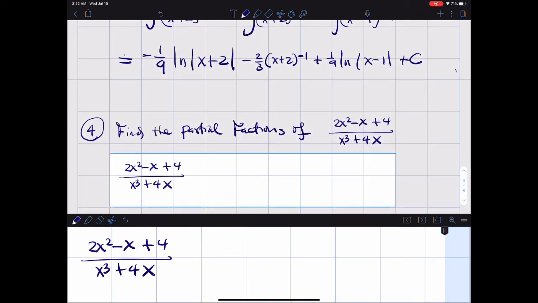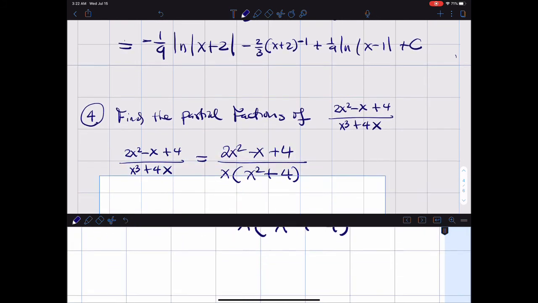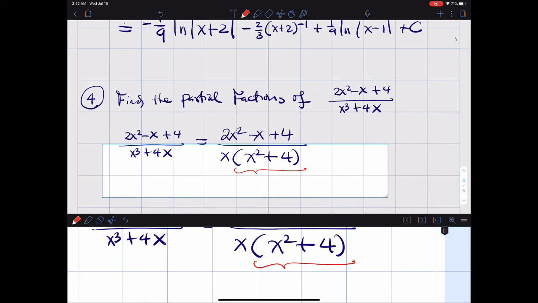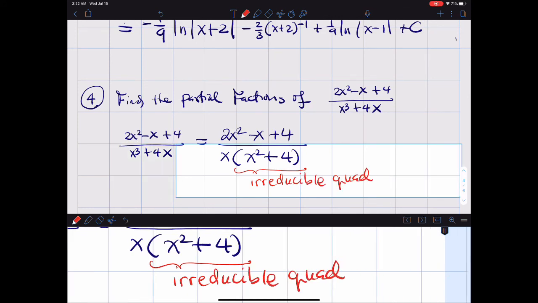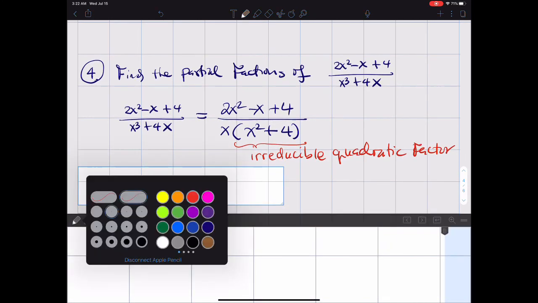All right, we can start off by factoring. So we have 2x squared minus x plus 4. I can factor an x here. We're left with x squared plus 4. Now, you can see that we can't factor this anymore. If it were negative, we'd factor it into x minus 2, x plus 2. But we can't factor x squared plus 4 anymore. This is called an irreducible quadratic factor. Now, there is a way to go about this.